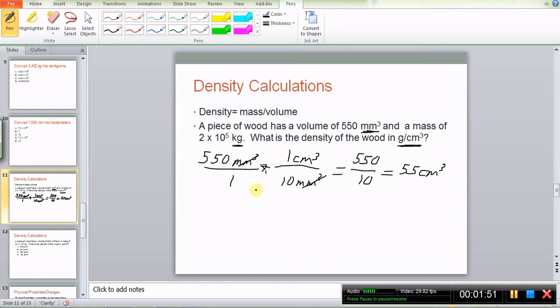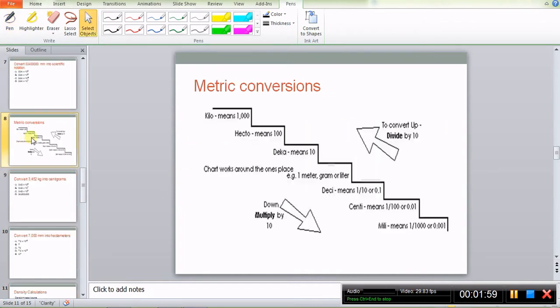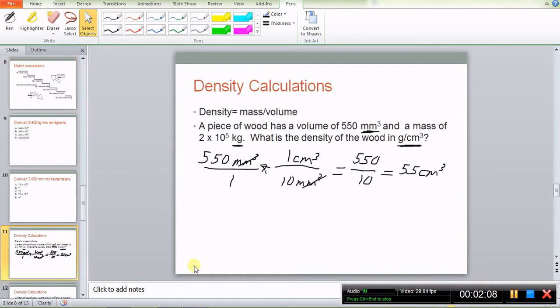Now the other way to do this, you know that you're going up 1 step from millimeters to centimeters. You're going up 1 step, right? If we went back here, if we're going from millimeters to centimeters, we're going up 1 step. So you remember every step you divide by 10. So if you wanted to think of it that way, you could do that also. You could just do 550 divided by 10 because you know you're just going up 1 step.